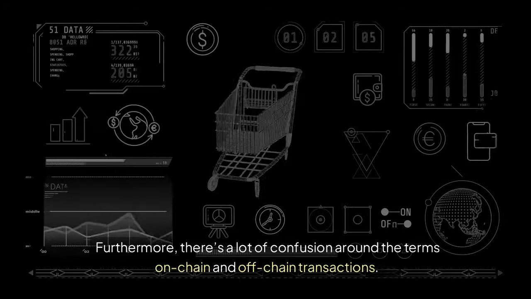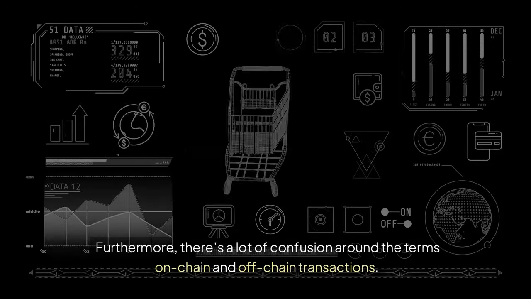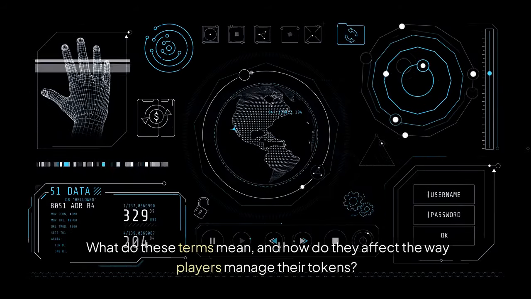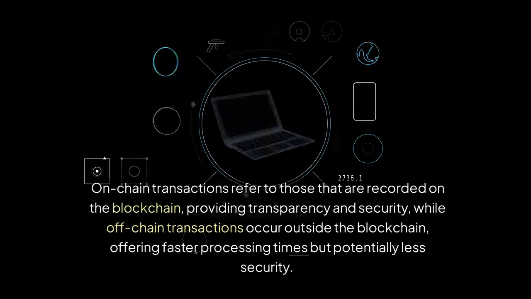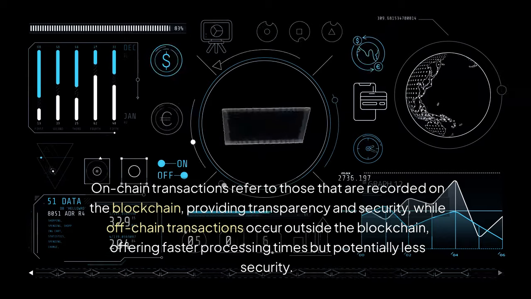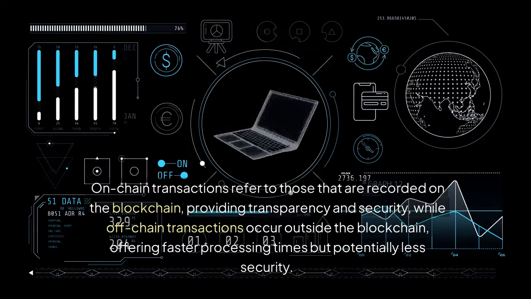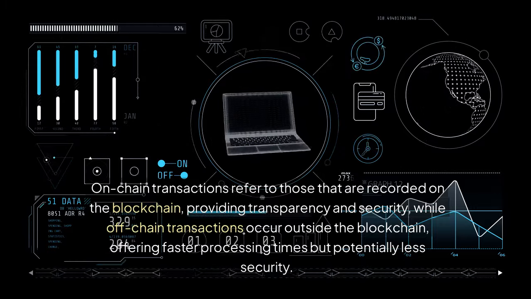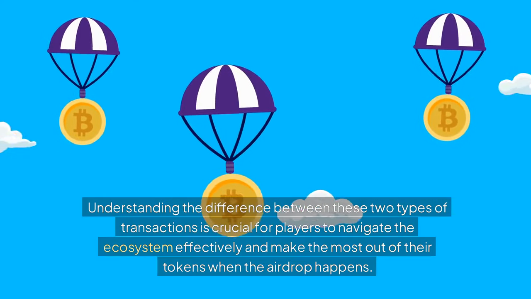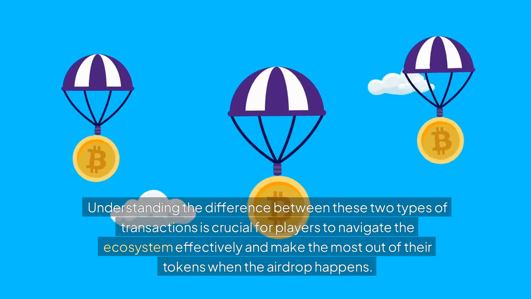Furthermore, there's a lot of confusion around the terms on-chain and off-chain transactions. What do these terms mean, and how do they affect the way players manage their tokens? On-chain transactions refer to those that are recorded on the blockchain, providing transparency and security, while off-chain transactions occur outside the blockchain, offering faster processing times but potentially less security. Understanding the difference between these two types of transactions is crucial for players to navigate the ecosystem effectively and make the most out of their tokens when the airdrop happens.